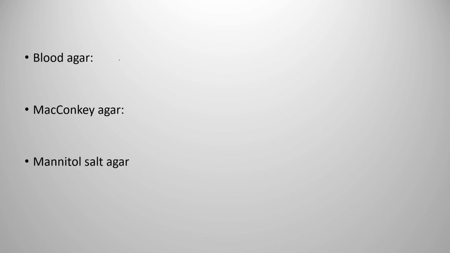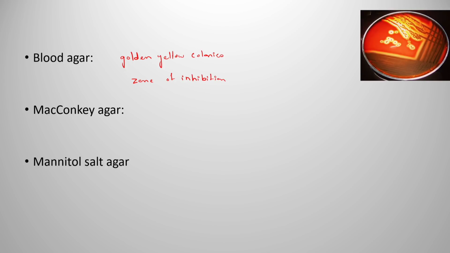On blood agar, they appear as golden yellow colonies surrounded by a clear zone of hemolysis. They give beta hemolysis. As you can see, the zones of hemolysis.